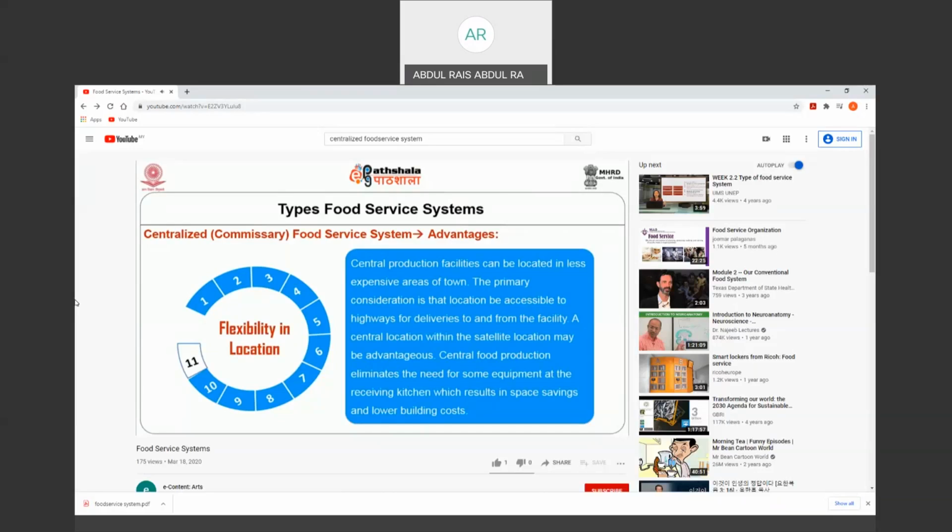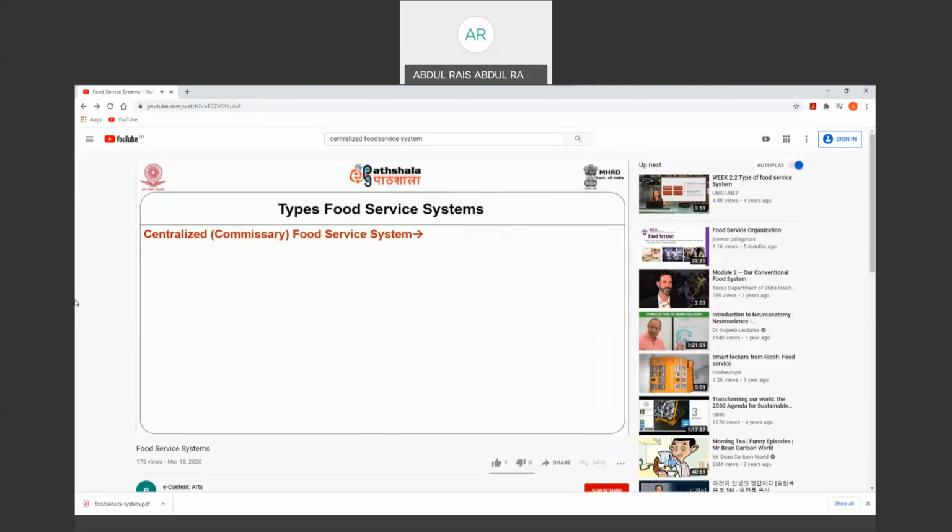Fully equipped kitchens which are not needed in each satellite kitchen saves equipment cost. Central food production eliminates the need for some equipment at the receiving kitchen, which results in space savings and lowers building costs. Now let us move on to see the disadvantages of centralized food service system.